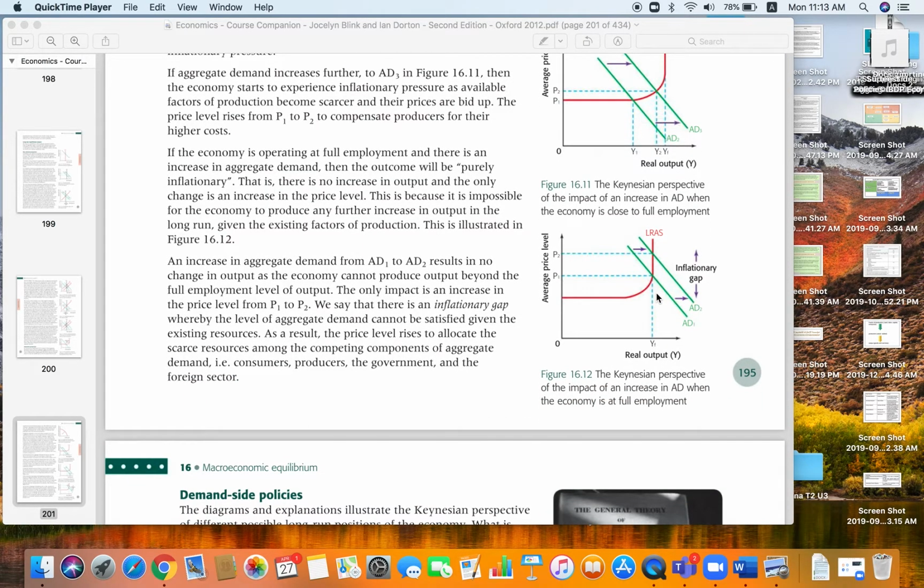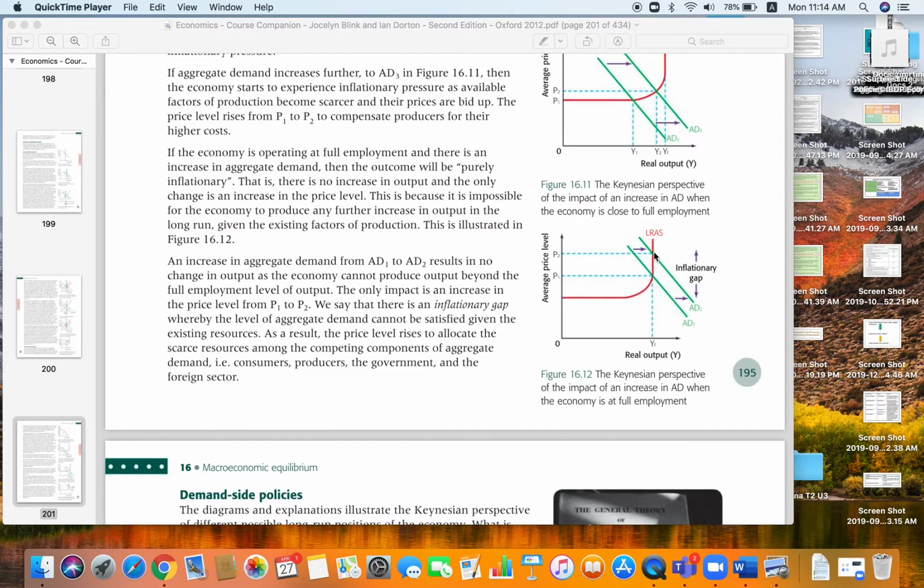If the economy is operating at full employment, then there's an increase in aggregate demand. The outcome will be purely inflationary. If we ever get to this point, the outcome is purely inflationary. That means there's actually no increase in output, only a change in the price level. Even though the price is going up, you're not creating more, because normally a price increase would mean more incentive for suppliers to produce. But because you've reached full employment, it's just inflation. Price is going up, but there's not actually more sales taking place.